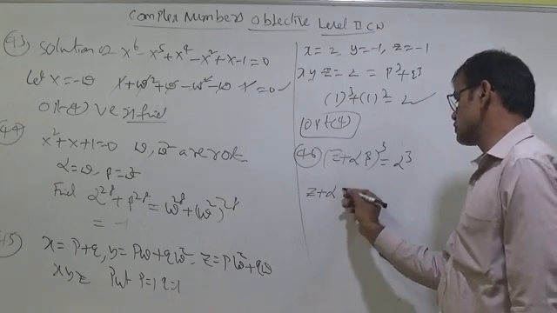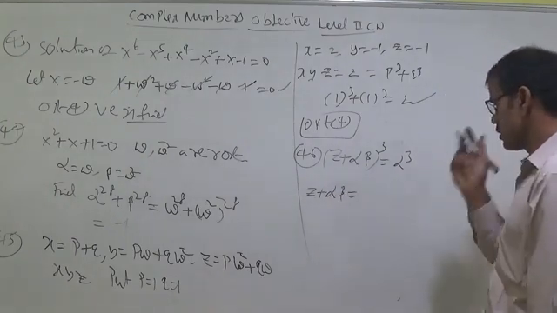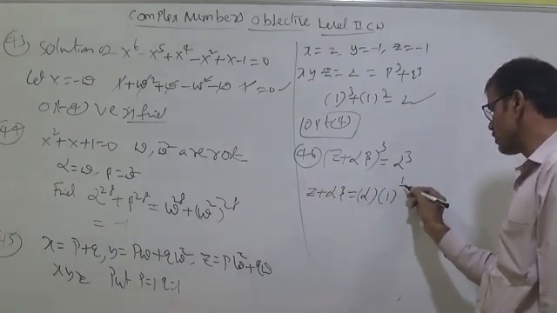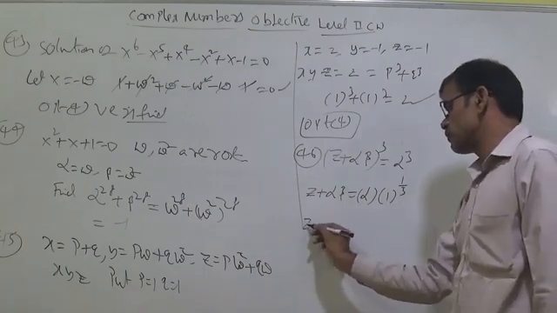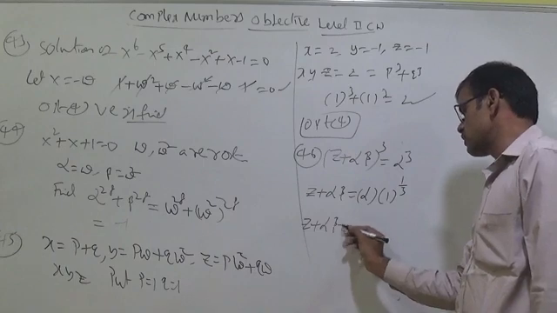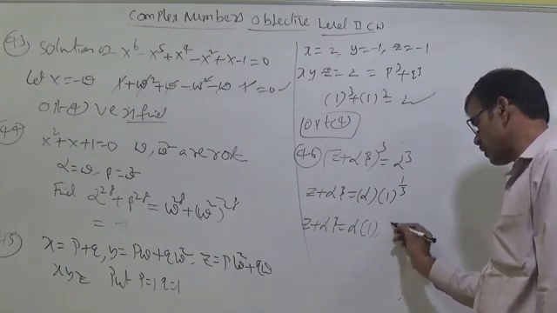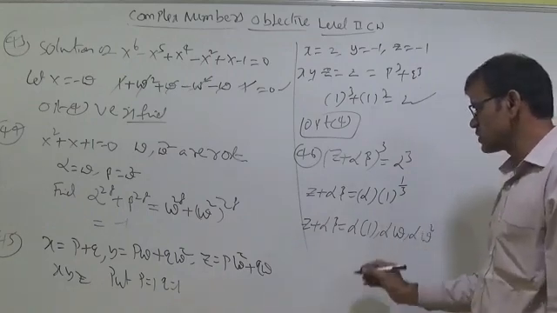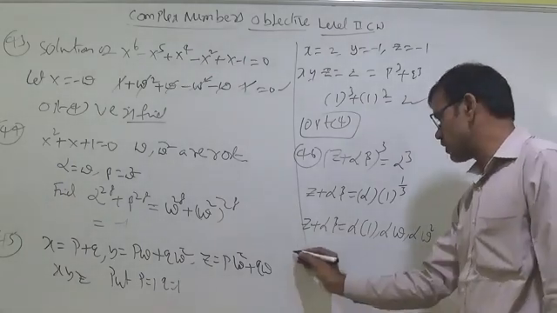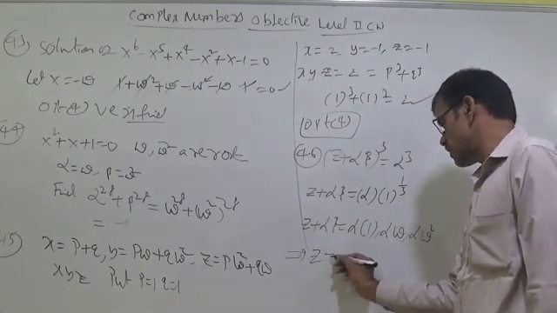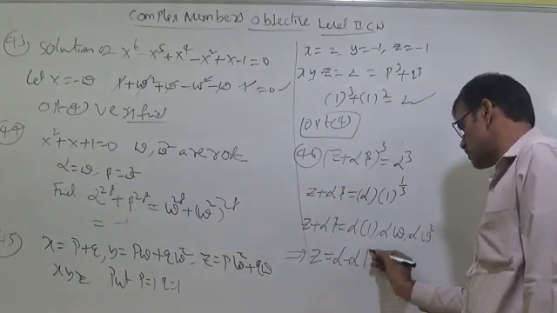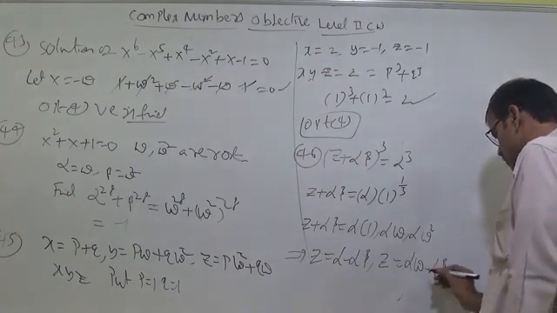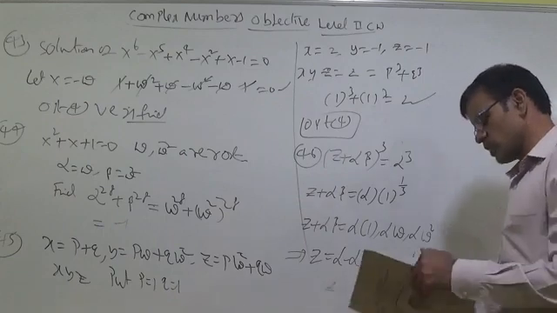Taking cube roots on both sides, you can write z plus alpha beta is equal to alpha into 1 power 1 by 3. So z plus alpha beta is equal to alpha into 1, alpha into omega, alpha into omega square. Why? Because the cube roots of unity are 1, omega, omega square. Now you can write z is equal to alpha minus alpha beta, and z is equal to alpha omega minus alpha beta, and in total 3 roots are there.